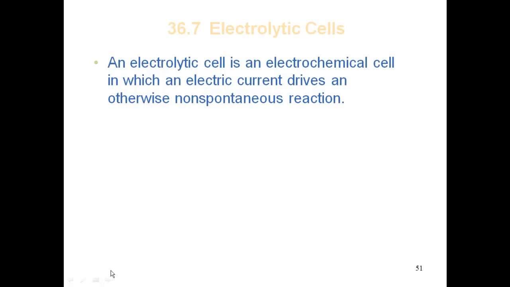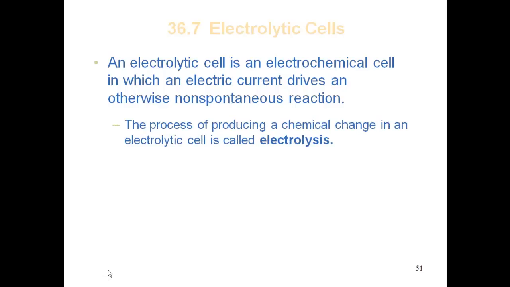All right, everything we've done so far has been voltaic or galvanic type cells. Let's talk about electrolytic. An electrolytic cell is an electrochemical cell in which an electric current drives an otherwise non-spontaneous reaction, meaning that reaction is not going to go the way it's written, but if I can put some voltage into the system, I can make it go.